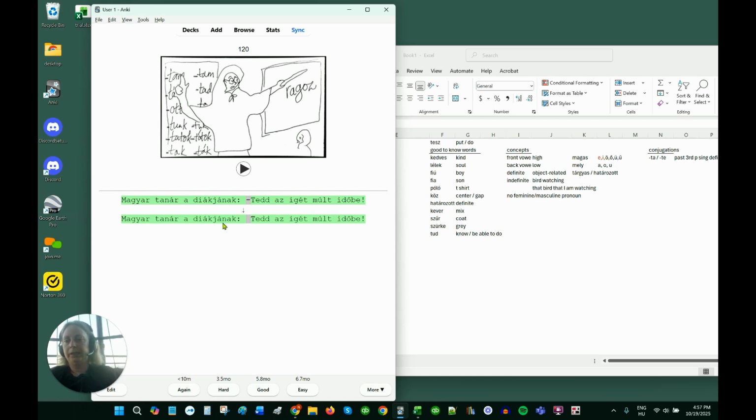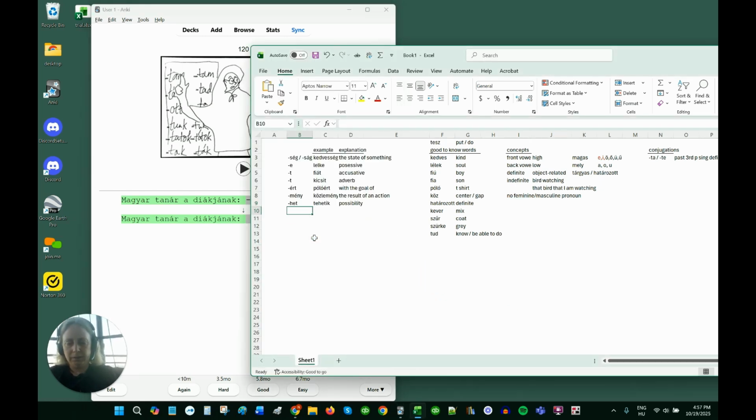So let's look at the ending nak. That's a good ending. Nak. Example, diákjának. And the explanation is, I don't know if people understand what dative is, but this means to or for somebody, to someone. I'll just use "to" as an example, but it can be used in other circumstances. That will keep it simple for now.